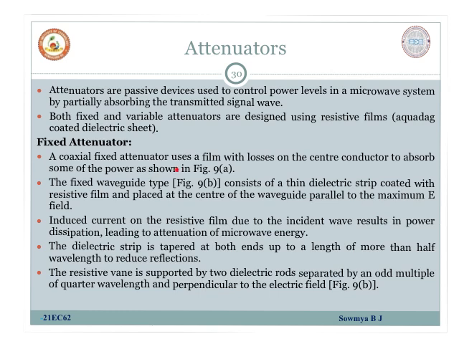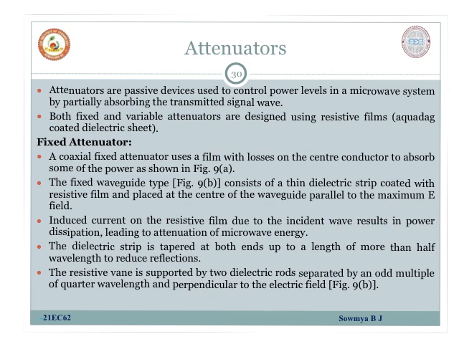A coaxial fixed attenuator uses a film with losses on the center conductor to absorb some of the power. Next, the fixed waveguide type consists of a thin dielectric strip coated with resistive film and placed at the center of the waveguide parallel to the maximum E field.